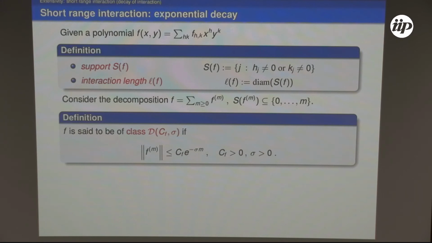And then the other point is the short range interaction with exponential decay. Given a polynomial, we can define the support of this function small f as the set of indexes for which these coefficients are non-zero. Then we have the interaction length, which is the diameter of this support. So in some sense, we can take this monomial or polynomial and control their support and their interaction length. We introduce this class of functions, this class D, if there is this decay. So it can be decomposed in this way.